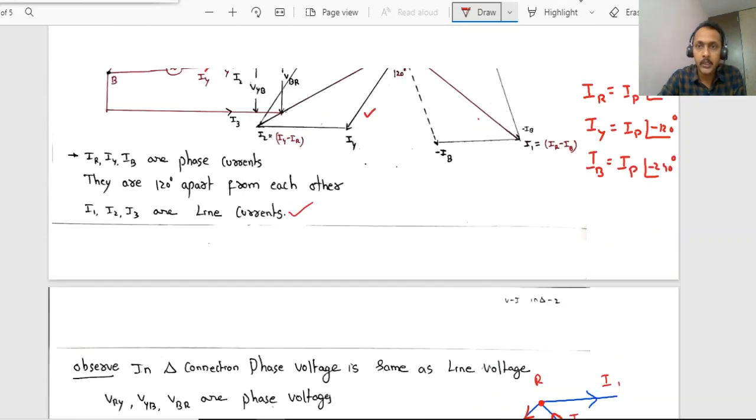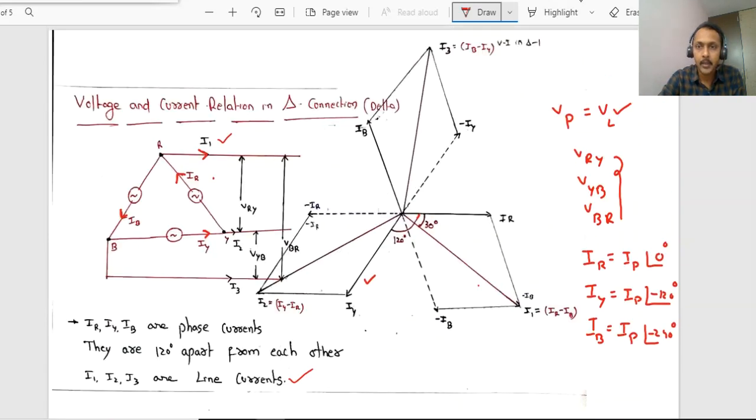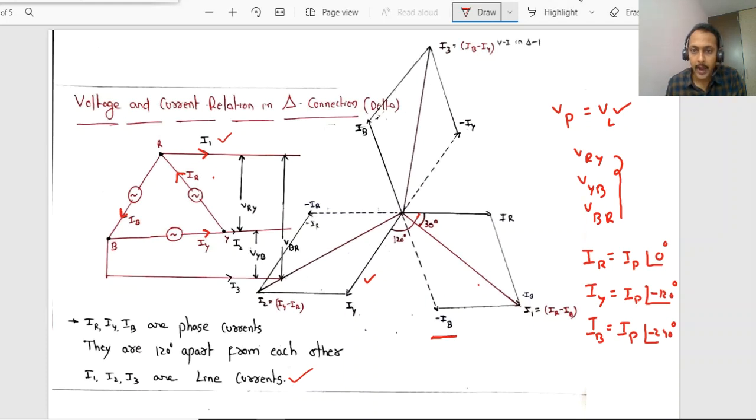I1 is equal to how much? IR minus IB. This is IB. It's quite anti-phase, minus IB. This dotted line represents minus IB. Now let me add IR and minus IB. So this is what? I1. I1 here indicates which current? Line current. IR is the phase current.